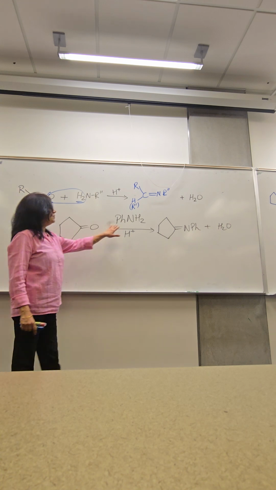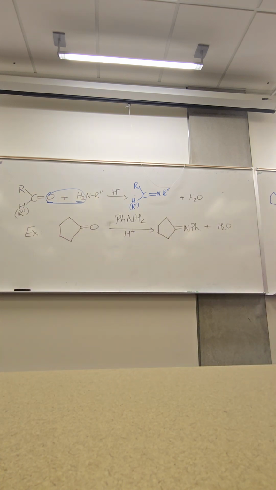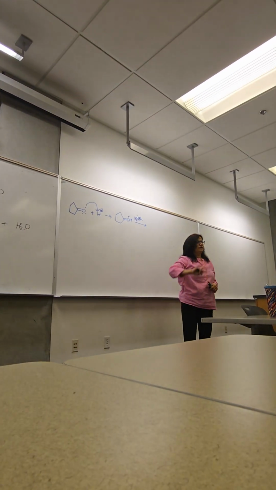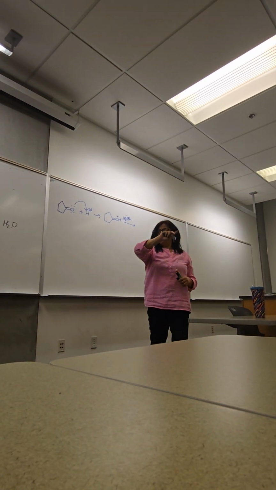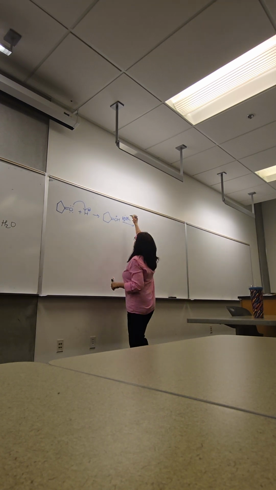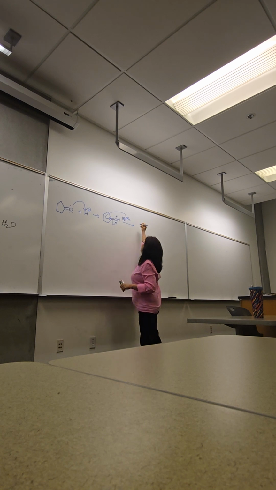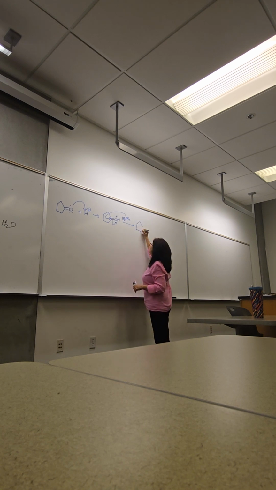So the primary amine is the nucleophile. In this case, aniline. From where? The nitrogen. Why? Because it has a lone pair. Isn't that right? That's the same sequence of events, guys. We are not really changing any of those yet. So the nucleophile attacks the electrophile and creates a tetrahedral intermediate.